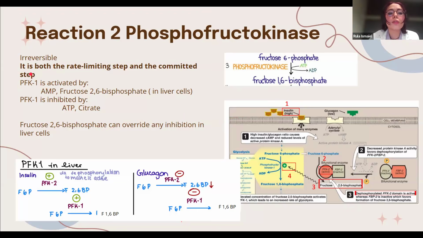Now, it's both the rate limiting step and the committed step. Can someone please tell me what's the difference between both of them? Type it on the chat if you want. It's okay, I'm checking it regularly.